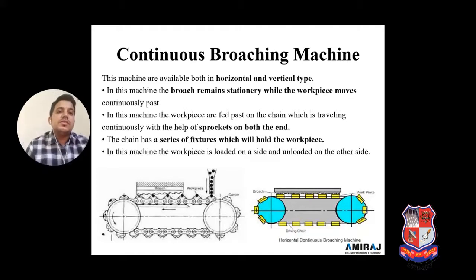In this machine, the workpieces are fed and passed onto the chain, which is traveling continuously with the help of the sprockets at both ends. The chain has a series of fixtures, which will hold the workpiece. So this is the continuous broaching machine, which is used for continuous production purposes.